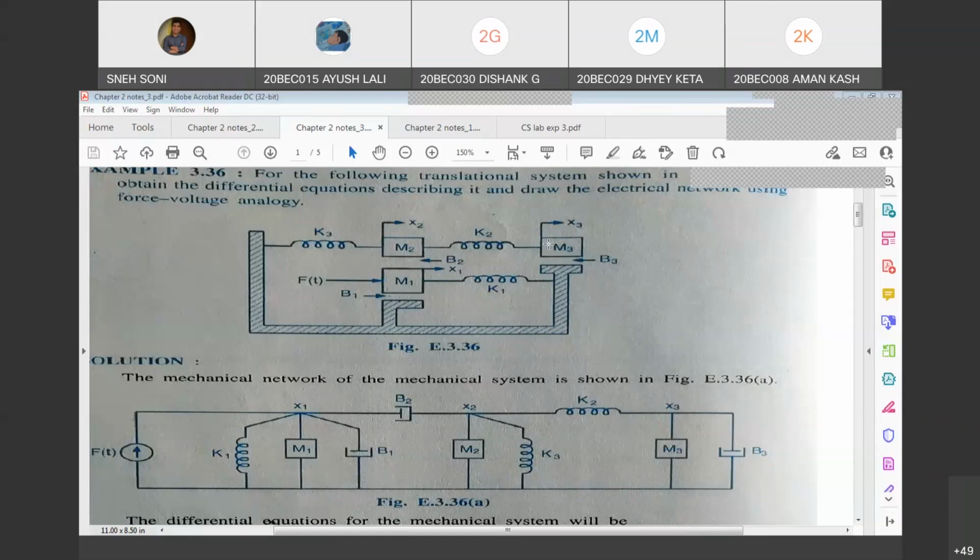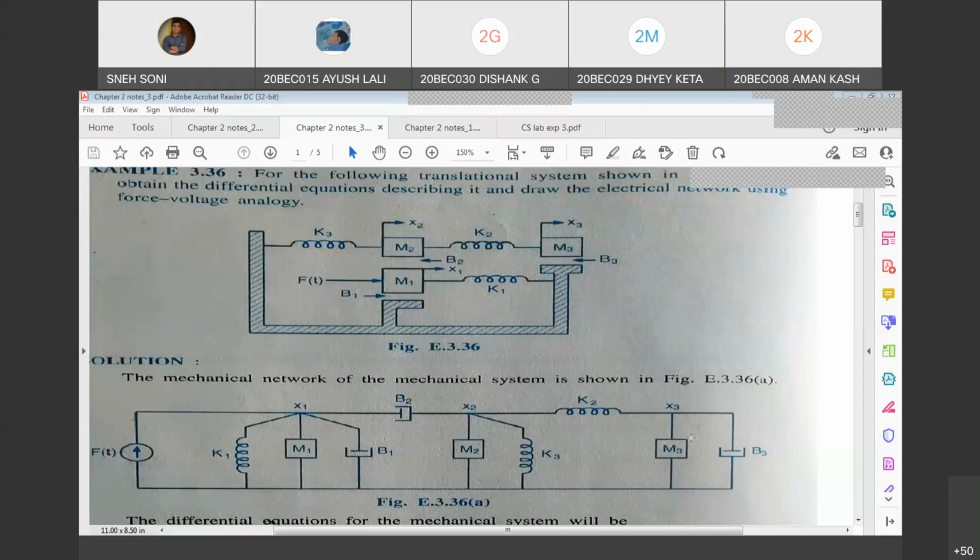Is it clear, friends? Or shall I repeat any equation? Are all of you clear? The differential equation should be correct. Only after deriving the right differential equation can you go ahead with replacement. If you're missing any term here, you will not be able to get the correct equations.